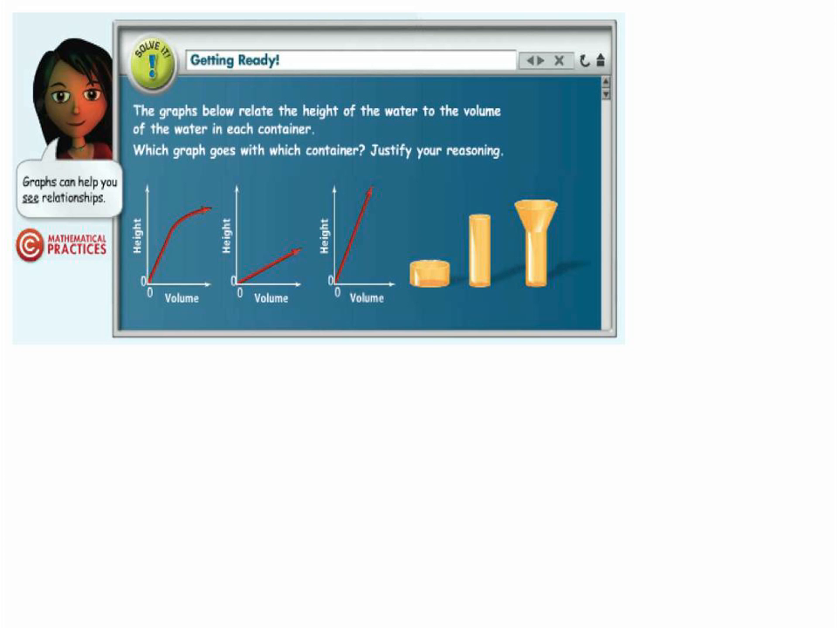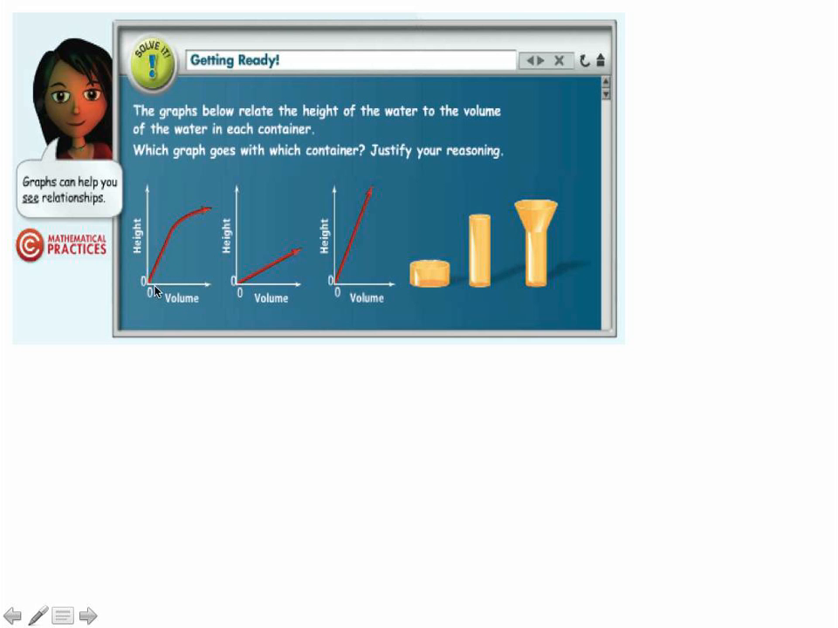Alright, here we go. The graphs below show the height of the water to the volume of the water in each container. Which graph represents which container? Alright, so here's what I have here. My first graph, the volumes are down here on the x-axis. The heights are over here. So we're comparing the volume and the height.